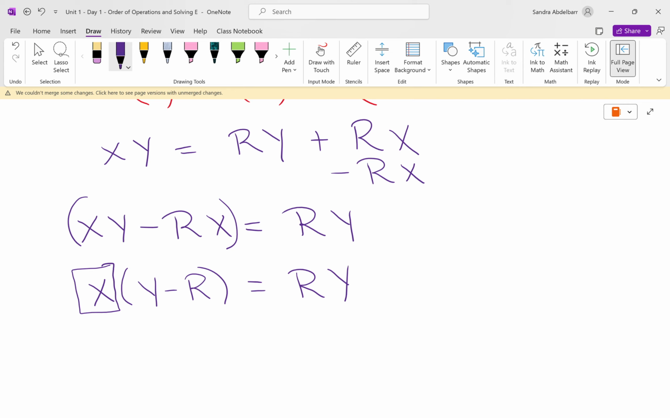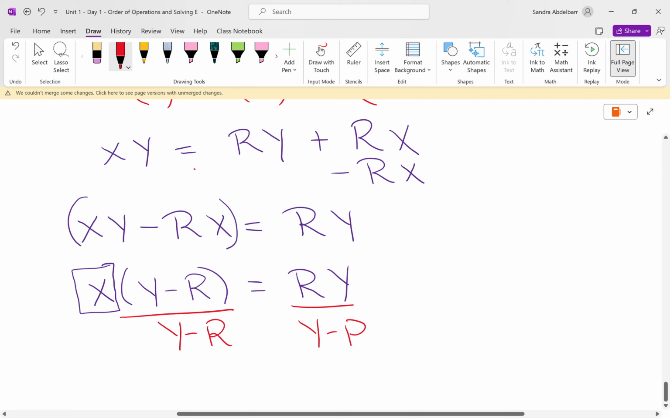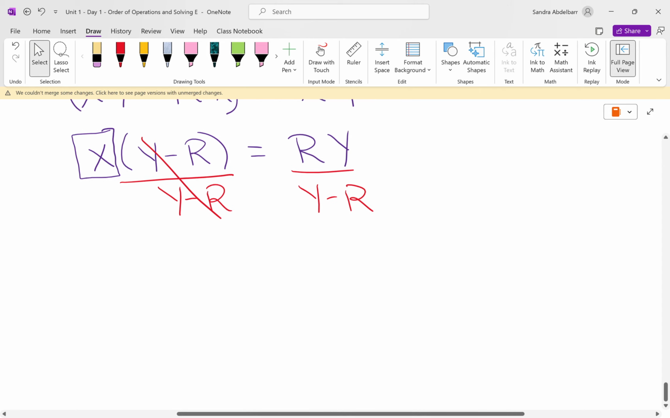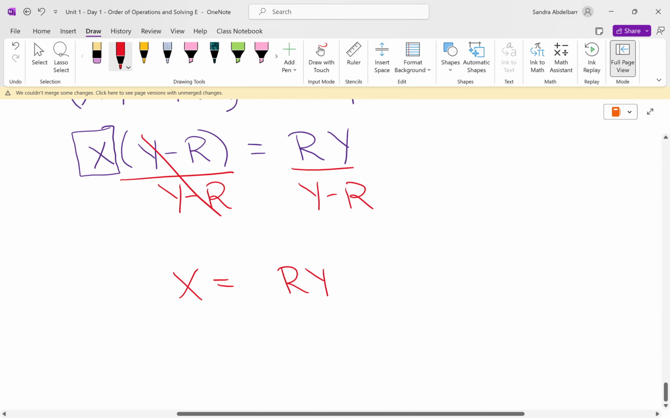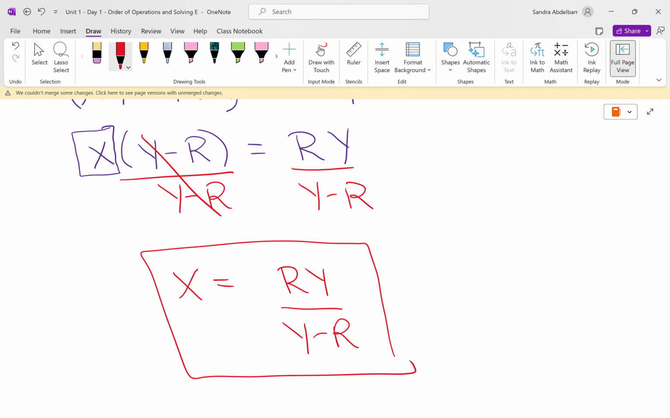Once I pull out that GCF of x, now I have the capability of getting x by itself, because this is x times this whole quantity. So to get rid of the quantity y minus r, if it's being multiplied with x, what's the opposite of multiplication? Division. So I can divide that whole quantity of y minus r on both sides. So x will equal ry over y minus r.